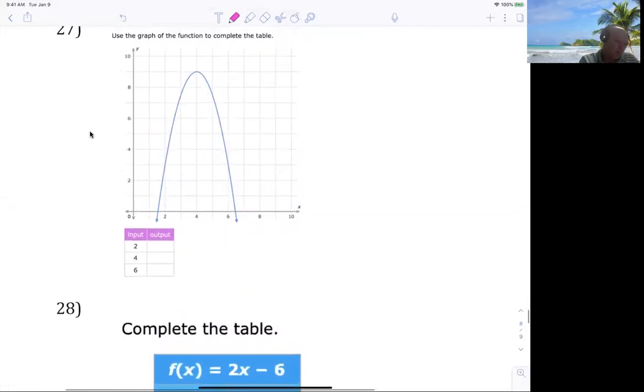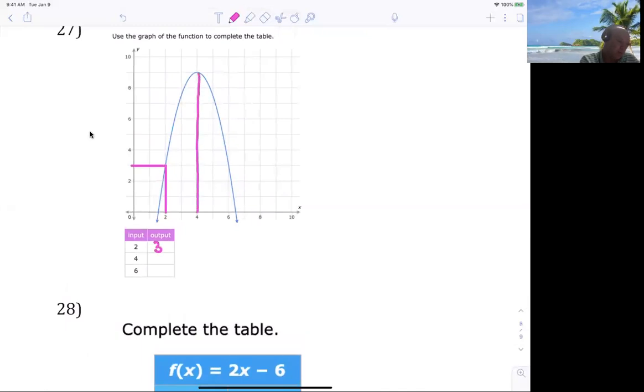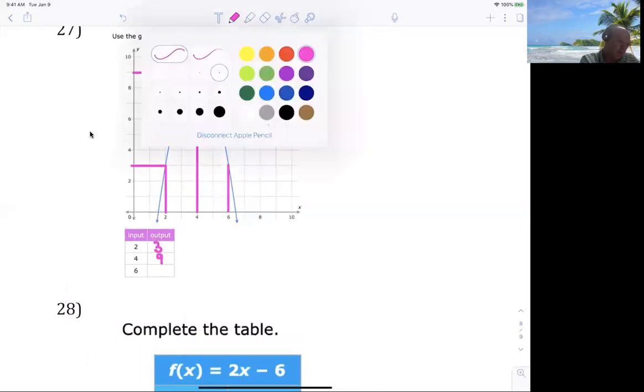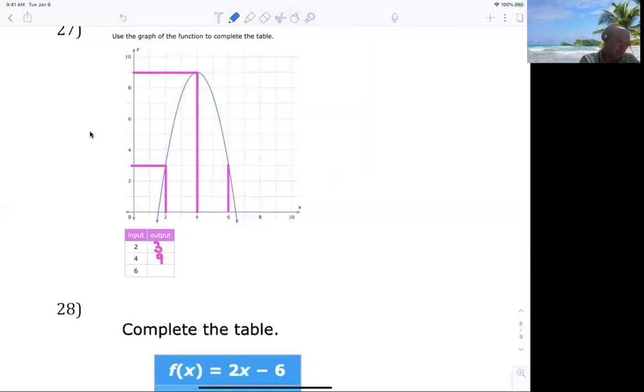Now let's look at the next one. If x is 2, again, we go up, slide over, that's a 3. For 4, we go all the way up, then we slide over, and that's 9. And then 6, go up. Now I want to be careful here as I go over. It's the same y coordinate. It's 3. Okay, that's not bad.